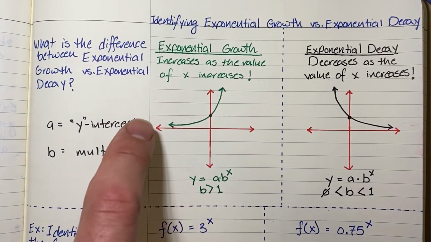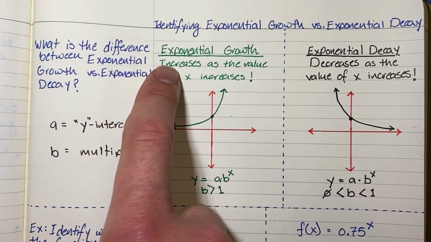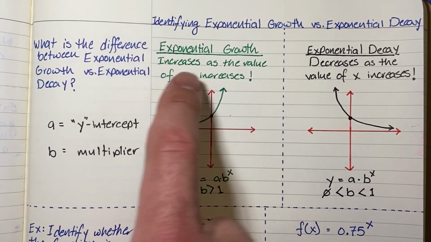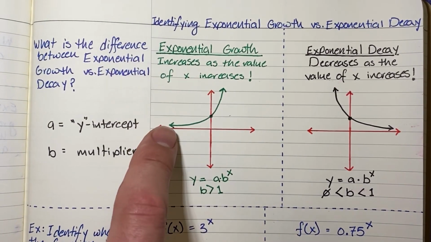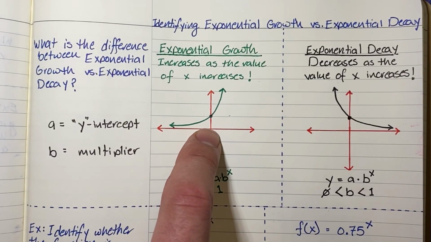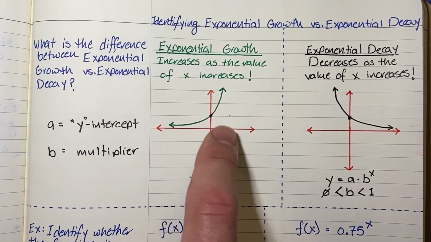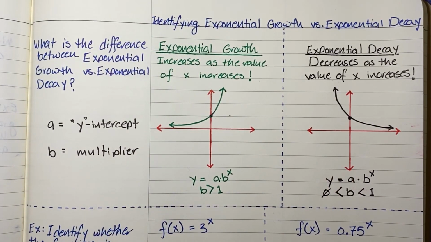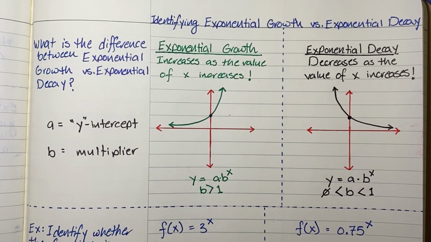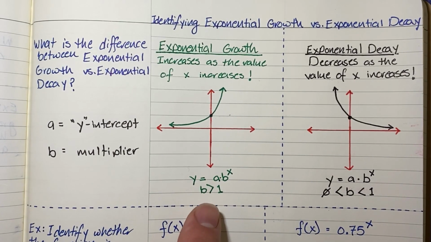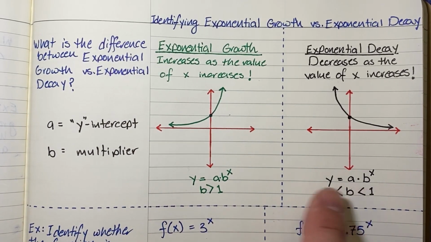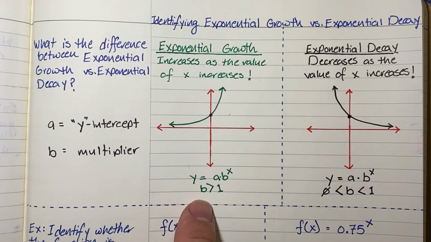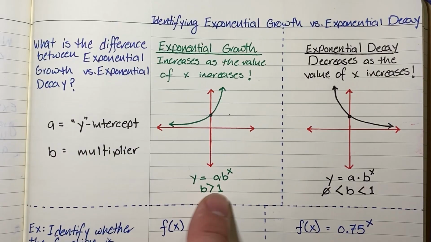Well, exponential growth, as you remember, increases, so the y values increase as the value of x increases. So you see, when x is 1, our y value is going up. When x is 2, it's going up even more. So this is increasing when you're looking at it from left to right, okay? Again, the parent function is the same for both because they're both exponential functions. But the difference is that here, b is going to be greater than 1, okay?